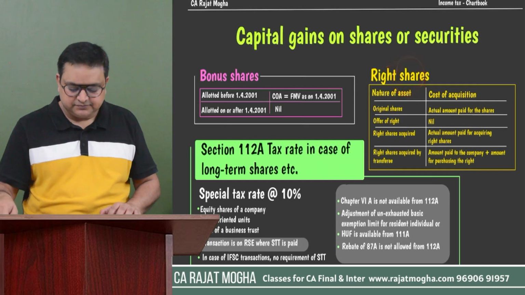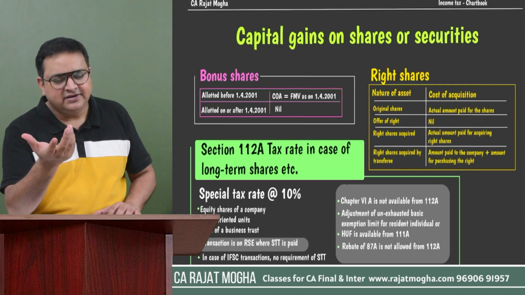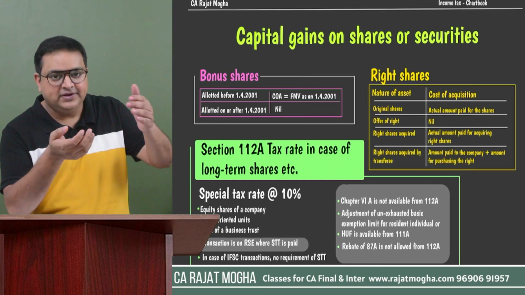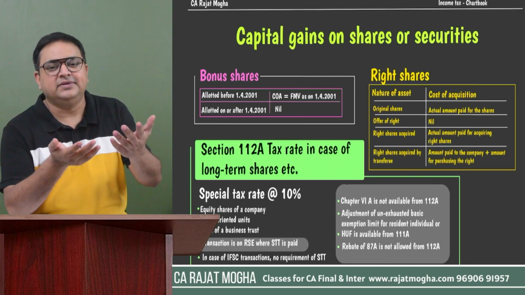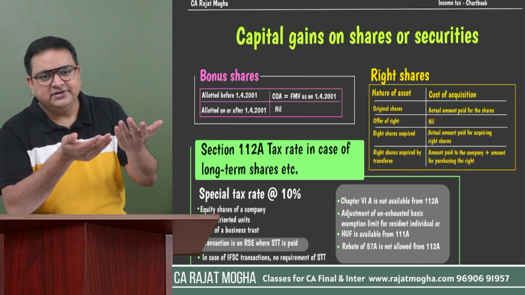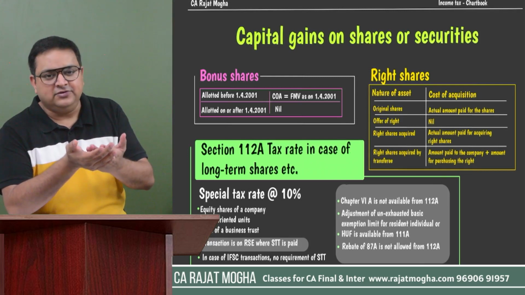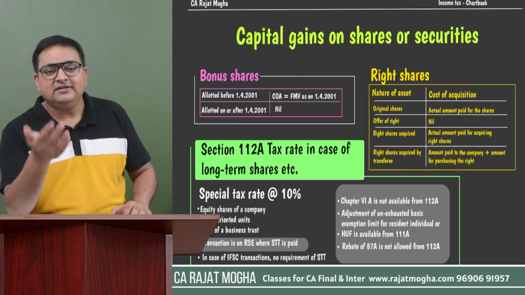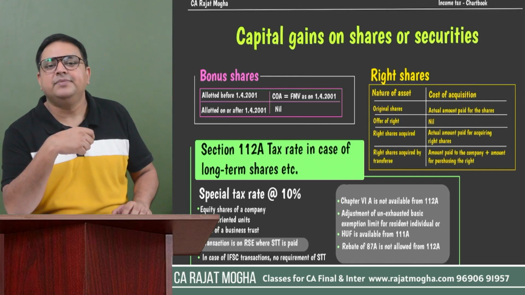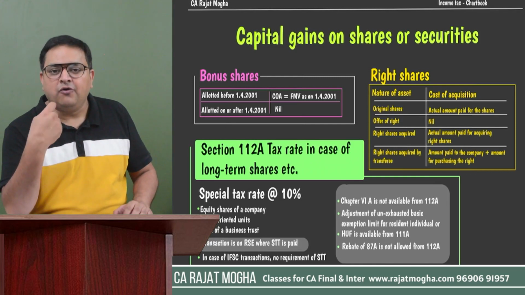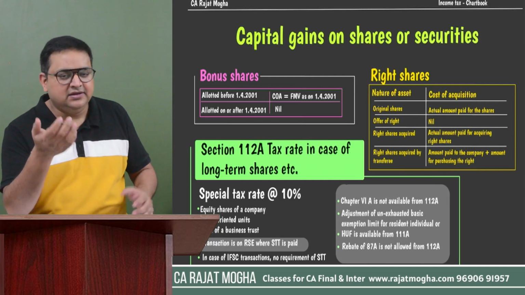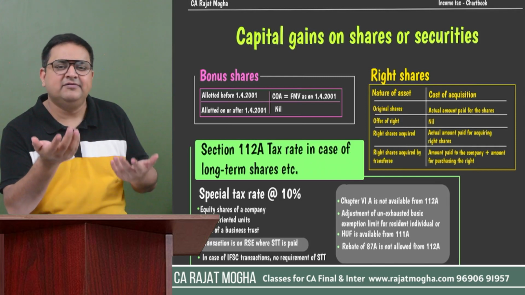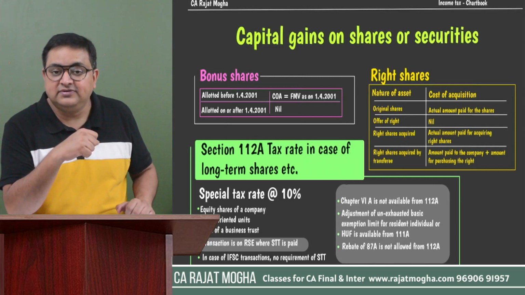Right shares? If you are selling your right shares, then right shares are not free. You have paid something for the right share, although it is at a concessional amount. So whenever you sell your right shares, whatever is the concessional amount paid would be the cost of acquisition. If you accept the company's offer letter and purchase the shares, whatever is the purchase price becomes your cost of acquisition.